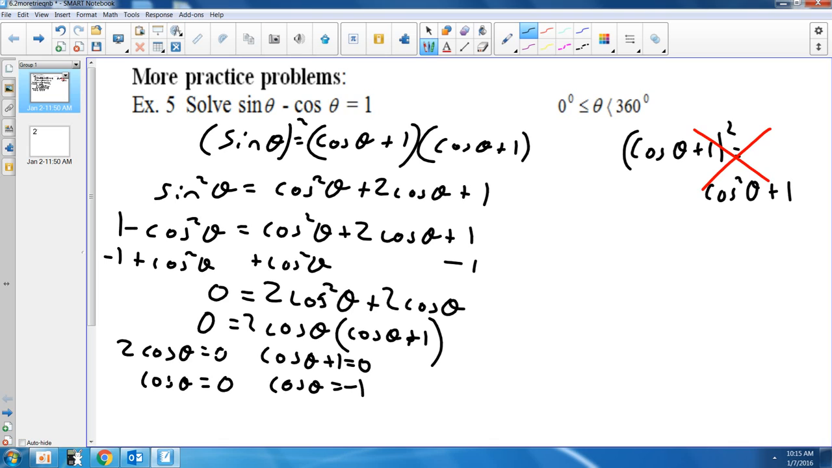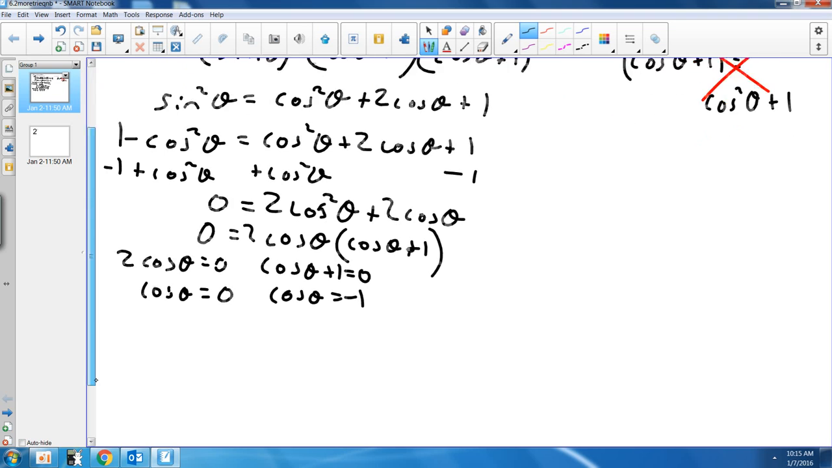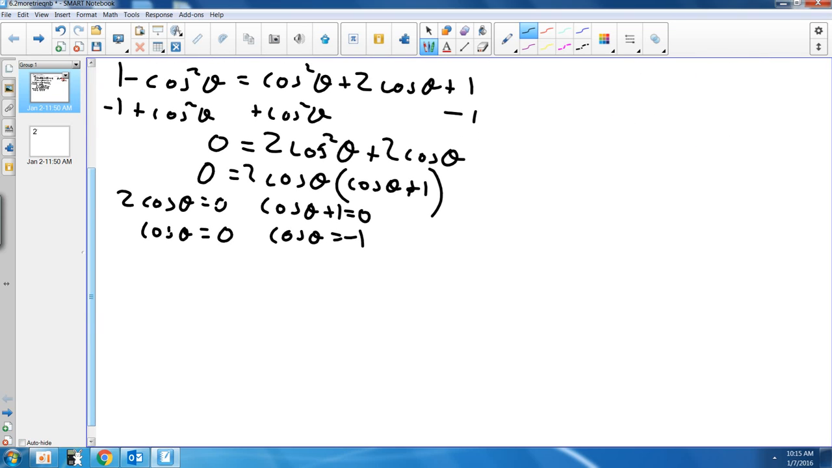Now, the good news on this one is that it's dealing with just zeros and ones, so all I'm really doing is looking at my cosine graph and picking off the numbers. So when I draw the cosine graph, where it's 0 and where it's -1 are going to be those points, which means that my potential answers are going to be 90, 180, and 270.